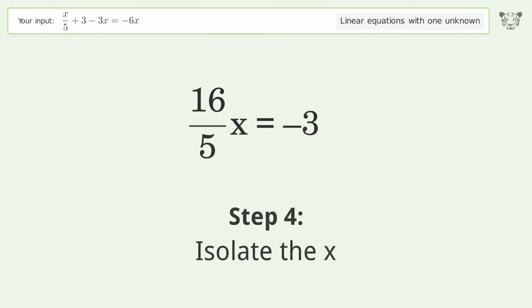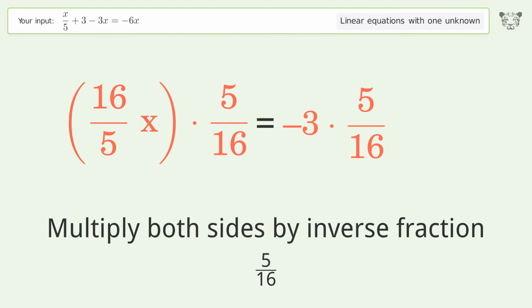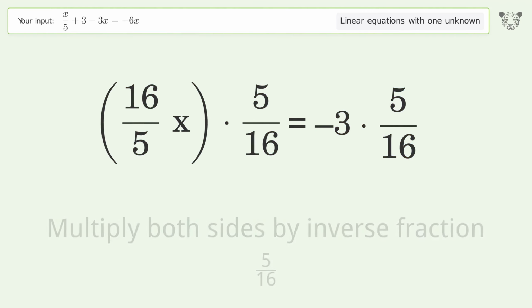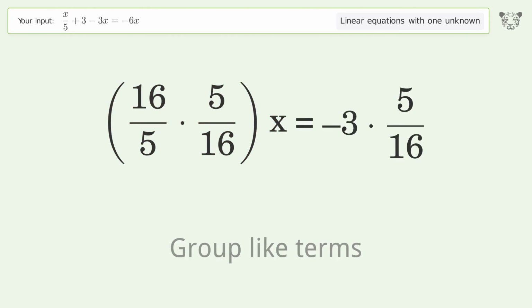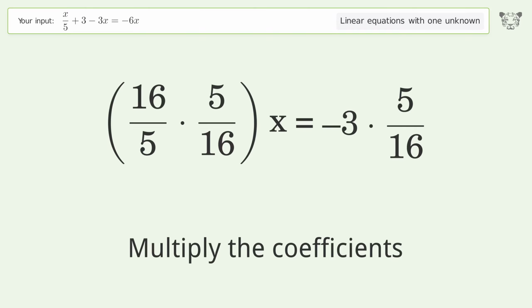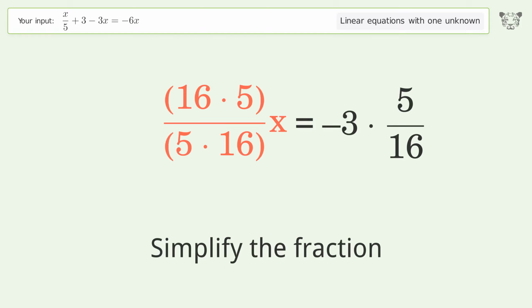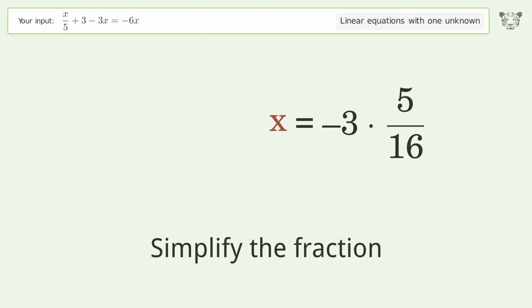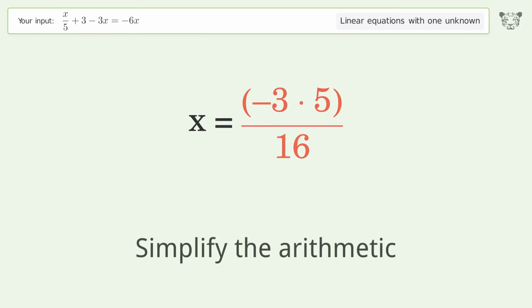Isolate the x. Multiply both sides by inverse fraction 5/16. Group like terms. Multiply the coefficients. Simplify the fraction. Multiply the fractions. Simplify the arithmetic.